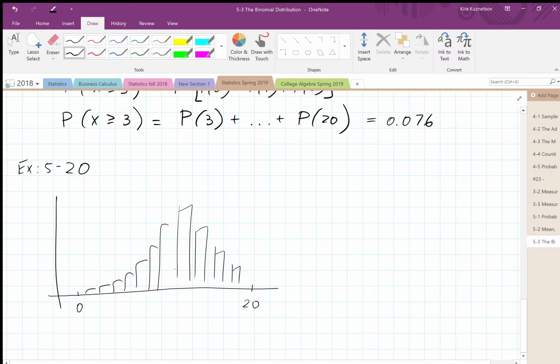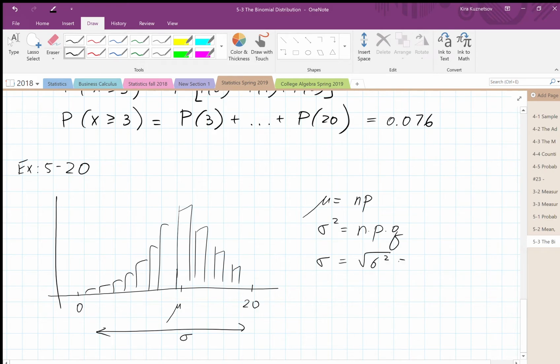Okay, now you should be able to observe a mean, and you should be able to study the spread, the standard deviation. So the mean is given to us as a formula n times p. The variance is n times p times q, and standard deviation is the square root of variance, which is just the square root of npq.